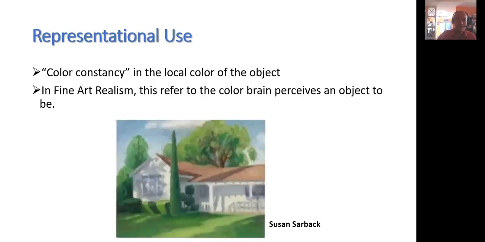Okay, so here we have examples. Color constancy in the local color of the object. In fine art realism, this refers to the color the brain perceives an object to be. So this is an example of representational use. It really represents a house. So when you say realism, they draw or paint something that is representing the real object outside.